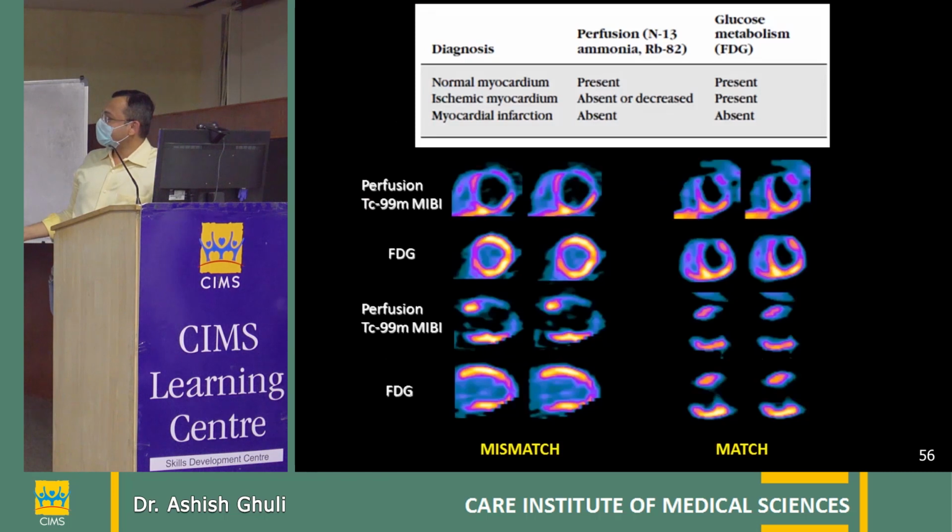The first row shows the perfusion images, and the second row shows the metabolic, that is FDG, images. In these perfusion images we should see a circular yellow ring, but we are seeing some defects. These are the segments of the myocardium where there is no perfusion. But if FDG PET shows significant uptake in those hypoperfused or defective segments, then these are segments of viable myocardium. These are the patients who will benefit from revascularization.